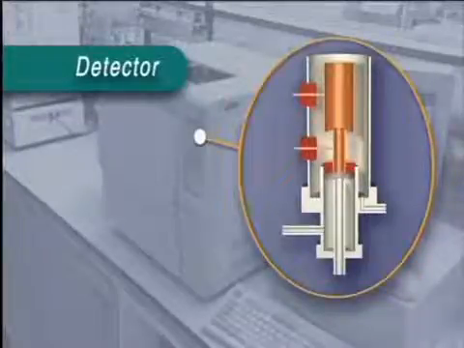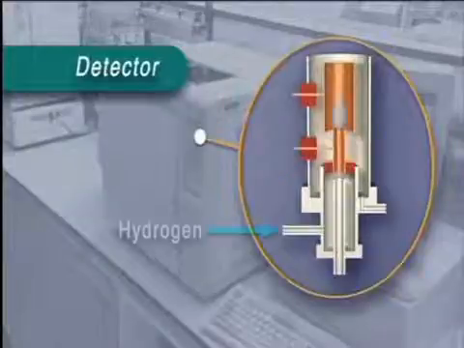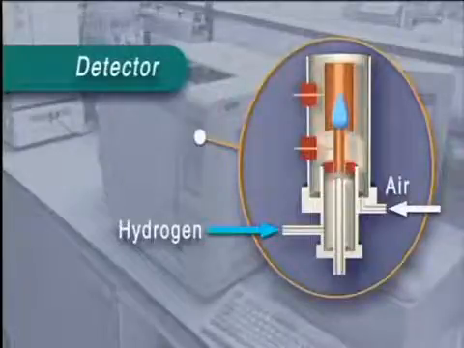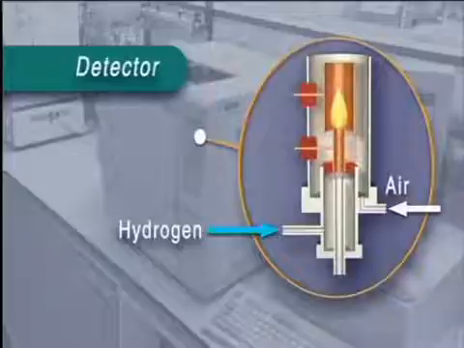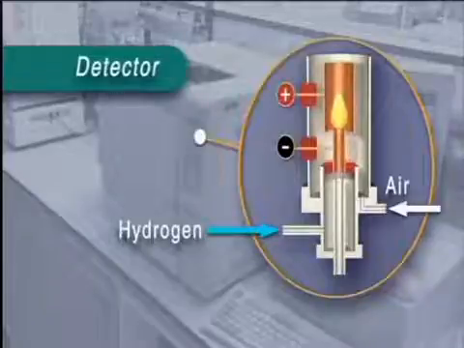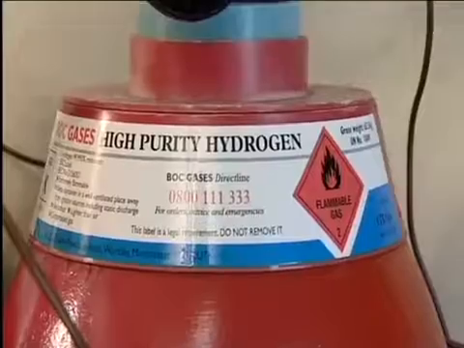This instrument has a flame ionization detector which consists of a hydrogen flame burning in air. As a substance leaves the column, it burns in this flame, producing ions, which can be detected by measuring the electrical conductivity of the flame. The hydrogen for the flame comes from this cylinder here.